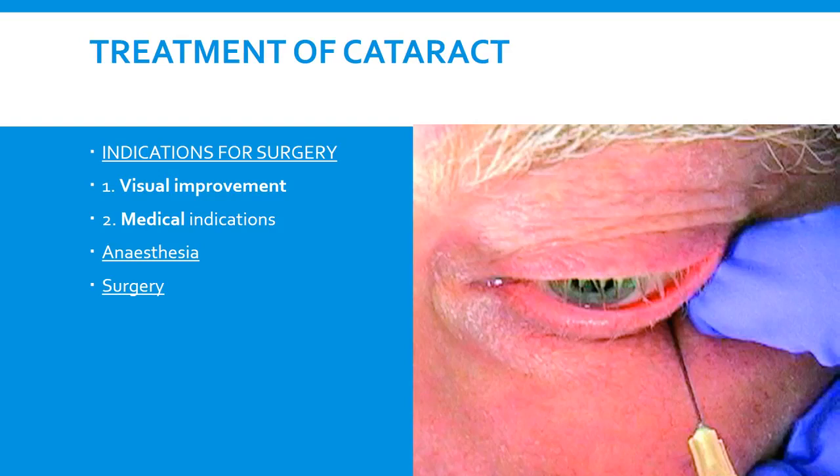ندخل بالفاكو emulsification, in which the lens is broken into fragments inside the capsule by ultrasound energy and removed by aspiration through a corneal incision, which is about 3 mm, followed by implantation of a foldable IOL through the small incision. Phacoemulsification has become the preferred method of cataract extraction over the last 15 years.